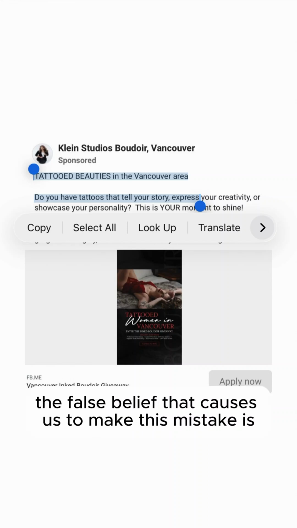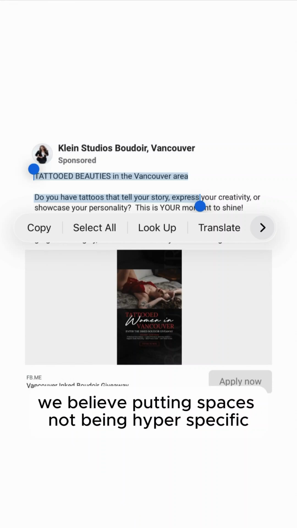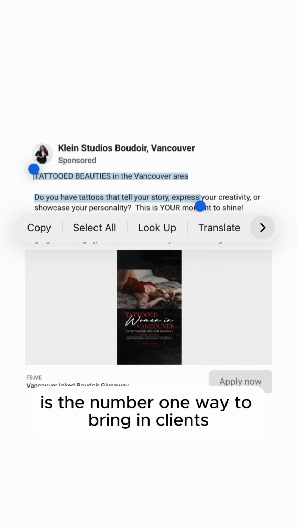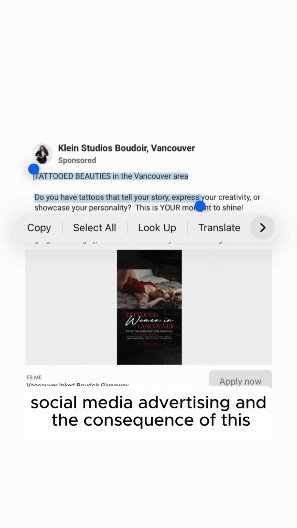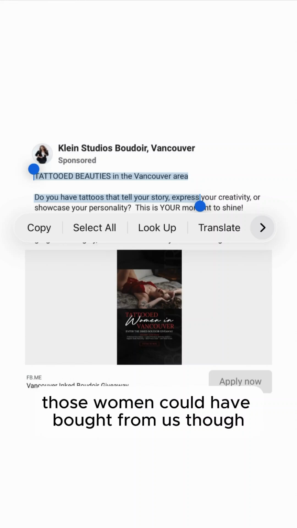The false belief that caused us to make this mistake is that we believe putting spaces, not being hyper specific into who we're speaking to, is the number one way to bring in clients. We are a little specific here, but not hyper specific. And that is 100% incorrect for Facebook social media advertising. And the consequence of this: way more women that could be the perfect fit for our ad are scrolling right on by. Our ad is never entering their brain. Those women could have bought from us though.